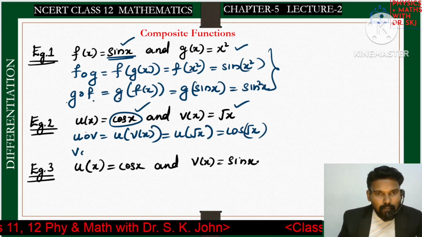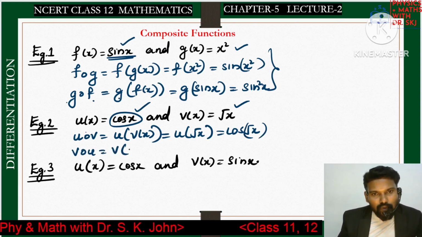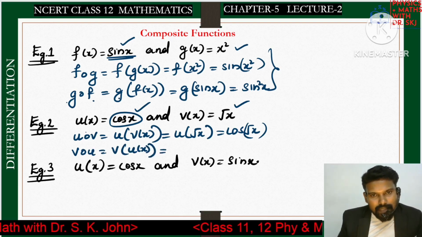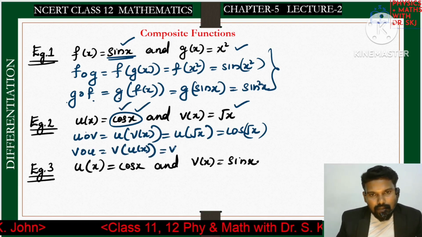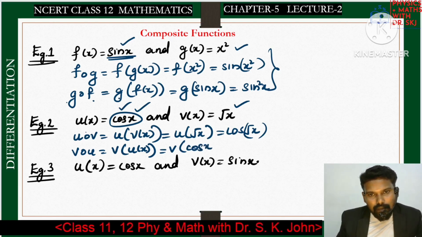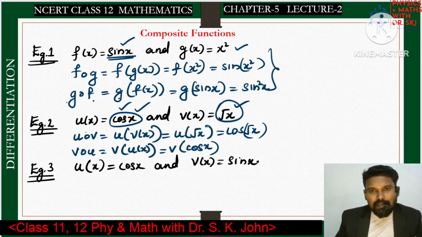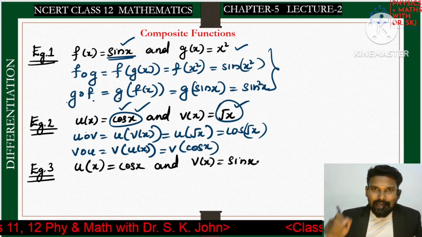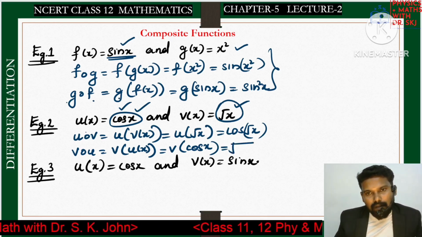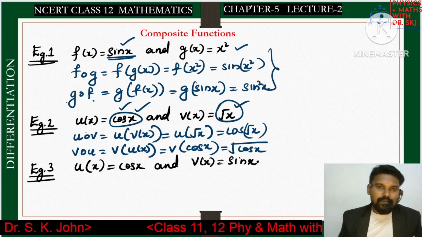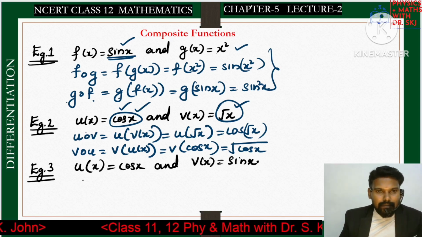And what is v composition u? It is v of u of x, which is equal to, what is u of x here? It is cos x. So v of cos x. What is v of x? It is root x. So v of cos x is root cos x. Root cos x. Okay. Now coming to the third example.